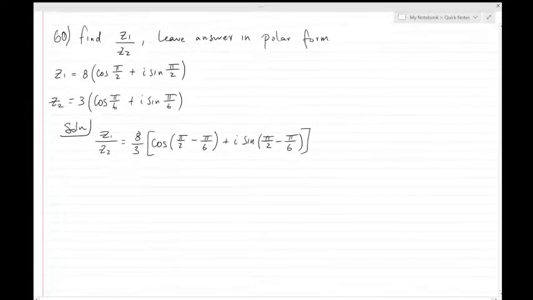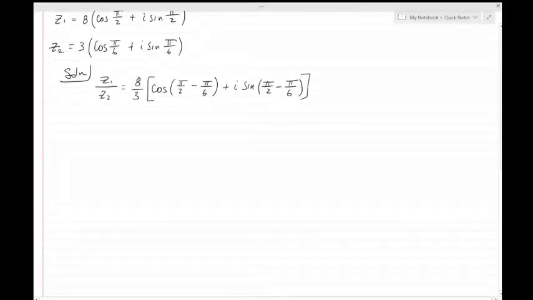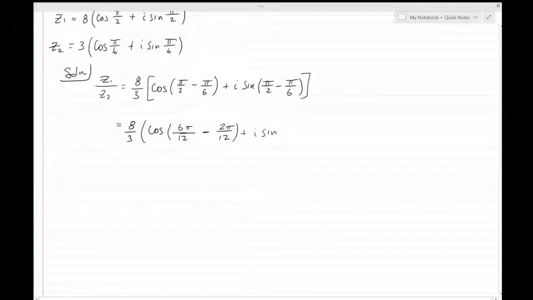Okay, next step will be to simplify what's inside of the parentheses. So we still have 8 over 3 outside of the parentheses, so 8 over 3 times cosine of, we need to get some common denominators, so pi over 2 can be the same thing as 6 pi over 12 minus 2 pi over 12. Okay, the 12 will be our common denominator. So let's rewrite the rest of the problem so that it reflects the same common denominator.